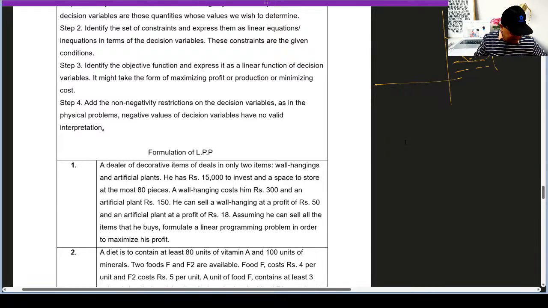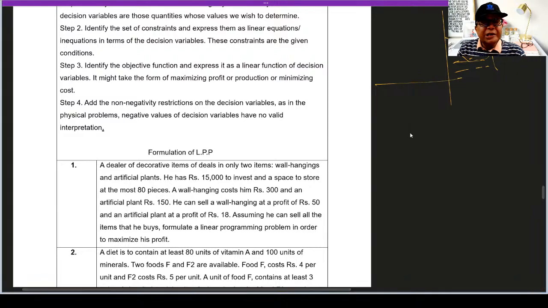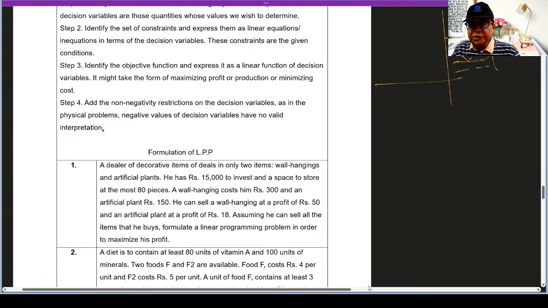Just read the sum. I have shared the document with you. Just read. And I told you in the beginning, you'll be solving all the sums with me. Okay? So let's see this one, number 1. Try to frame it with me.